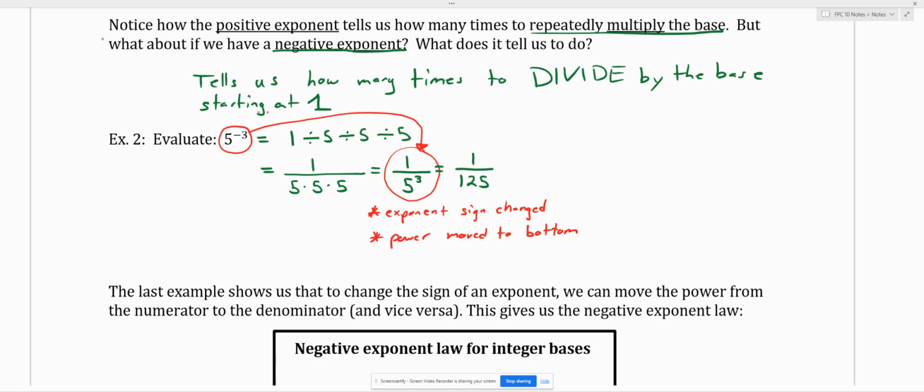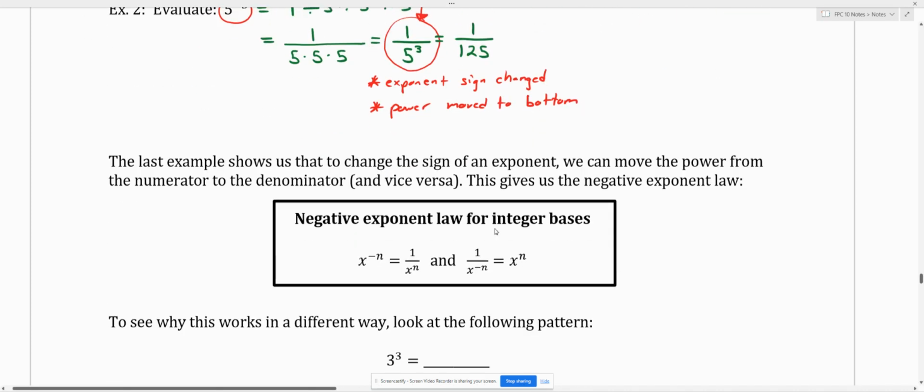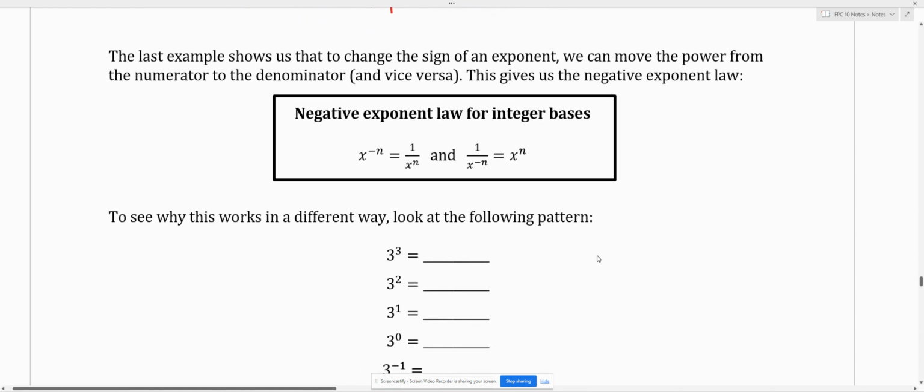So we don't actually have to show all this work. We can go right from 5 to the negative 3, follow my arrow, to 1 over 5 to the 3 in one quick step. So that's the law we're going to be using here. That's what this example has, and we can do it both ways.